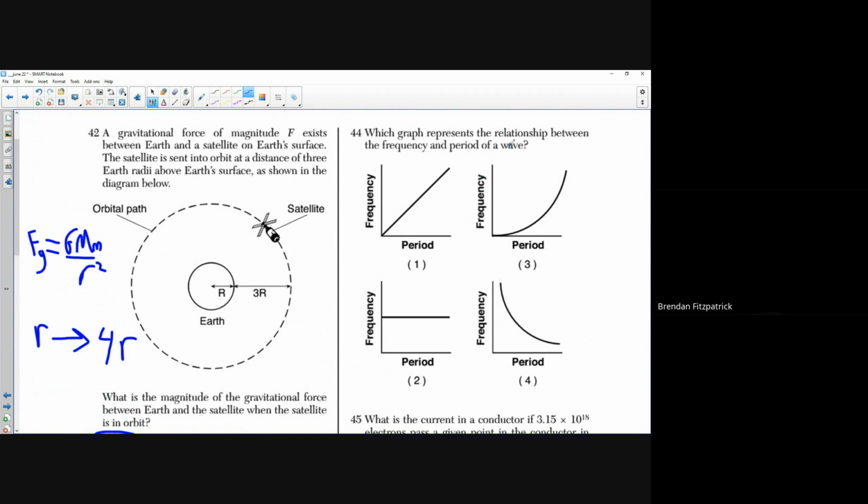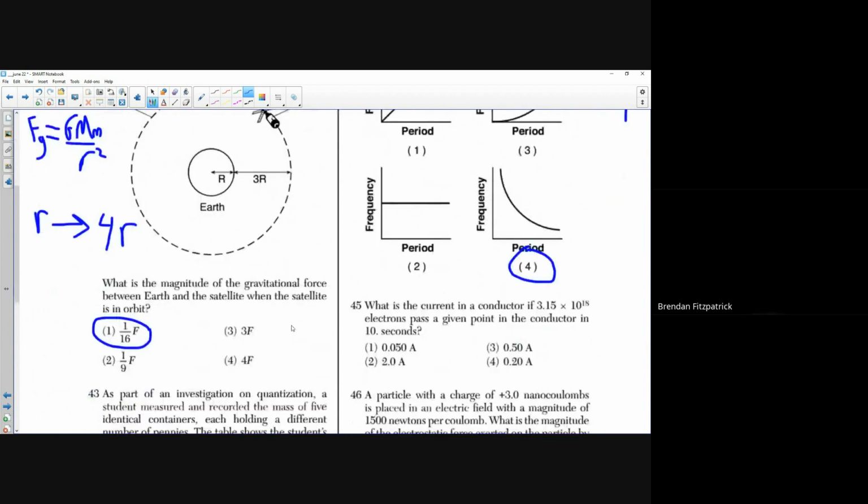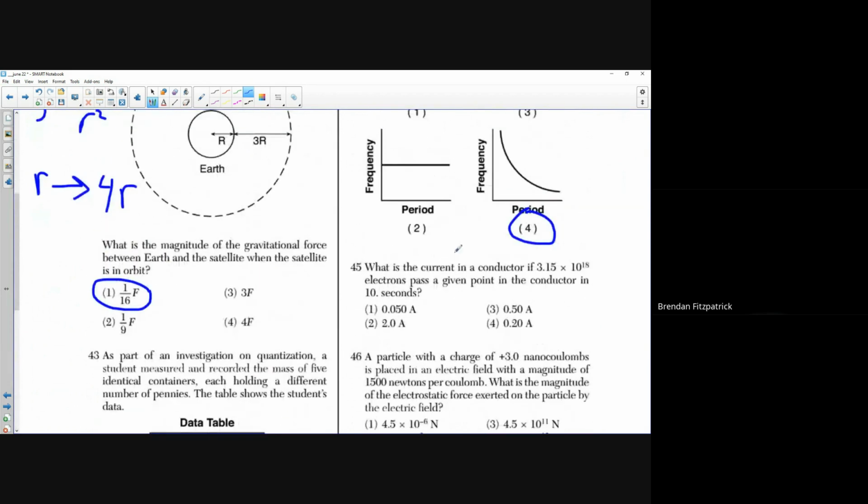Which graph best represents the relationship between the frequency and period of a wave? They are inversely related, right? We have a formula for that. Frequency is equal to 1 over the period. So that's choice 4. And 43 was 1. Good.